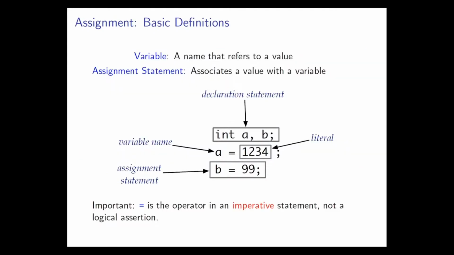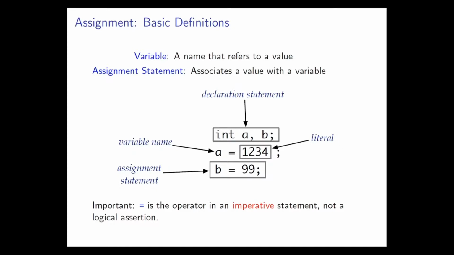So, some basic definitions. A variable is a name that refers to a value, and an assignment statement associates a value with a given variable. And so this is the kind of structure we have. We may declare some variables. Here we're declaring 2 variables, a and b, and they're both said to have type int. That's the basic integer type within Java.